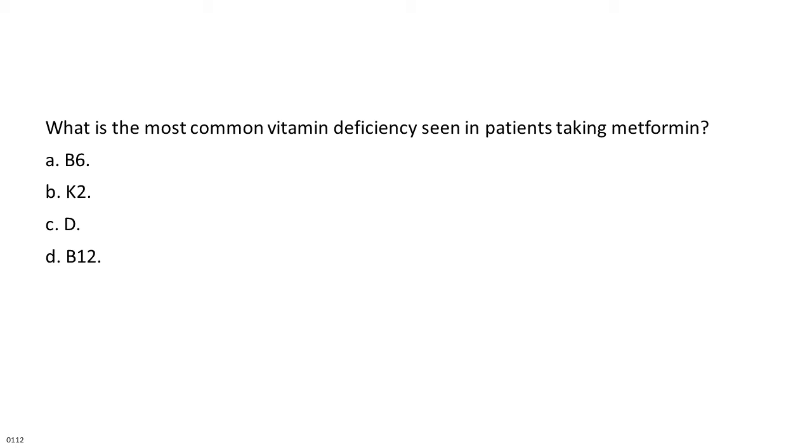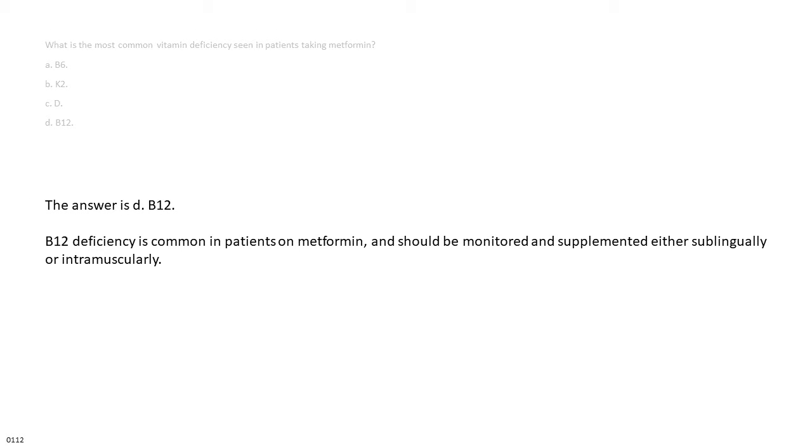What is the most common vitamin deficiency seen in patients taking metformin? A. B6. B. K2. C. D. B12. The answer is D. B12. B12 deficiency is common in patients on metformin, and should be monitored and supplemented either sublingually or intramuscularly.